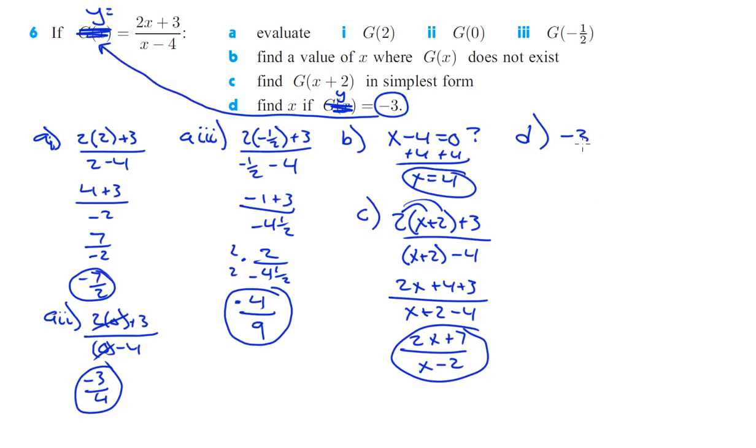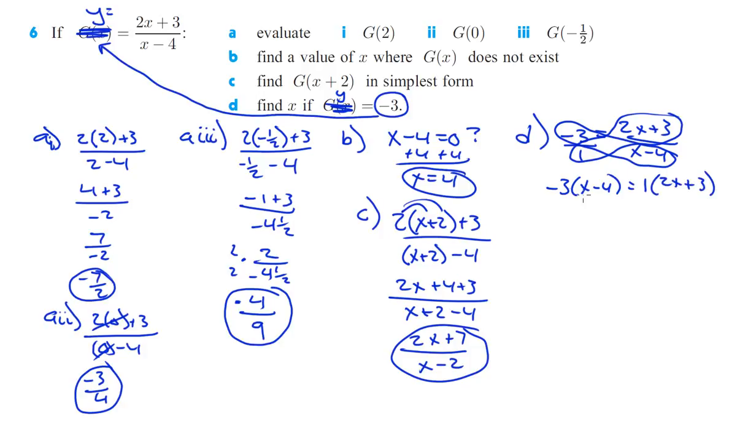So what we're going to do is put negative 3 equals 2x plus 3 over x minus 4. And now we're going to figure out what x is. Okay? So if we've got a fraction here and we've got a number over here, I'm just going to put that over 1, and then I'm going to do cross products. Right? Okay, so I know that negative 3 times x minus 4 should equal 1 times 2x plus 3. So let's see, that equals negative 3x, and negative 3 times negative 4 is plus 12, equals 2x plus 3.